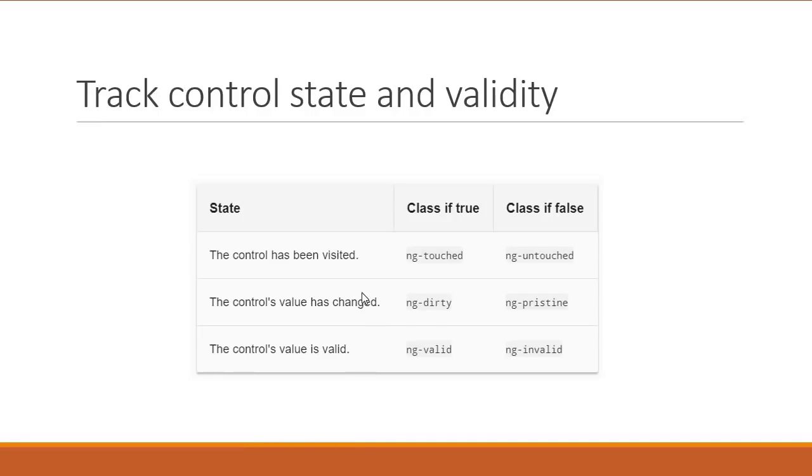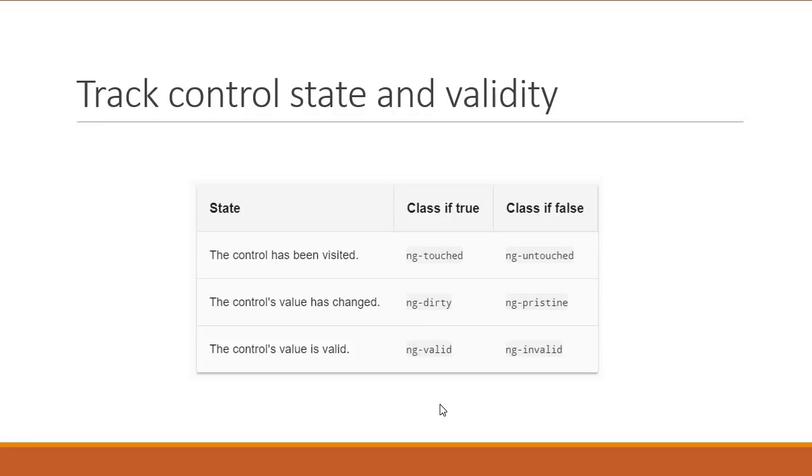On similar lines, Angular also tracks if the value of the form control has changed or not. Again, when you load a form for the very first time, the value has not yet changed. So Angular applies a class of ngPristine. If you do change the value of the form control, Angular applies a class of ngDirty. For example, when you start typing a value into the input field, the class changes from ngPristine to ngDirty.